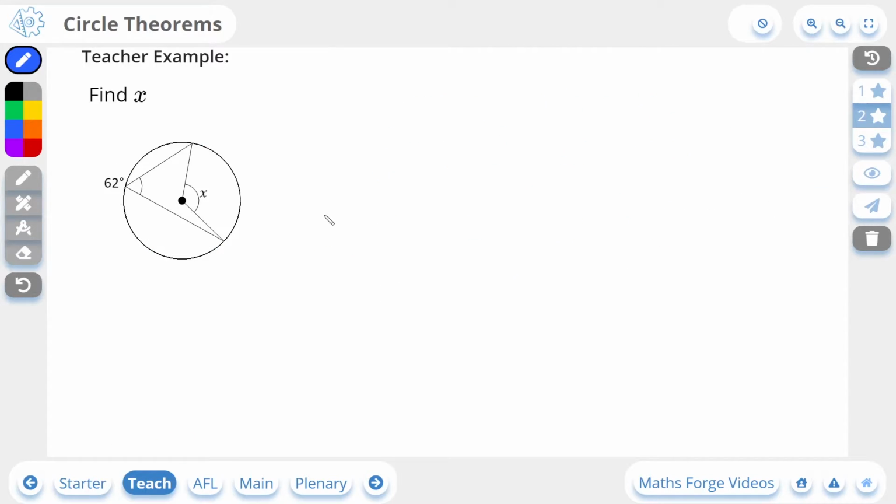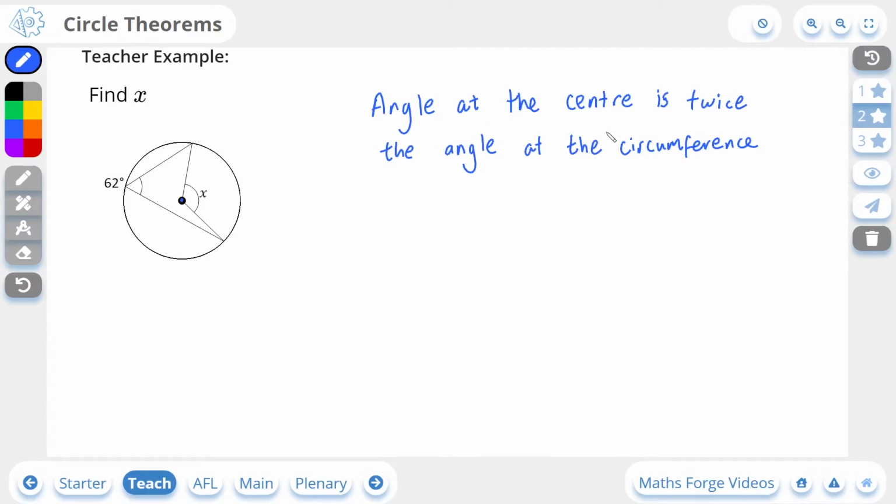Now we'll do a 2-star example. This circle theorem here kind of looks like an arrowhead, but it doesn't always look like this. The important thing to remember is the following. It's a quadrilateral, a 4-sided shape, and 2 of the sides are fixed at the center of the circle. So the description for this circle theorem is as follows. The angle at the center is twice the angle at the circumference.